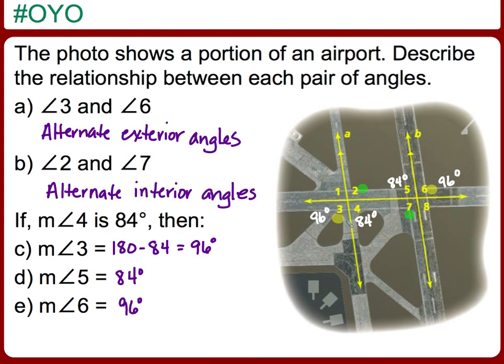And again, once we find the acute and obtuse angle, we can find the rest of them. Any acute angle is going to be 84 degrees. Any obtuse angle is going to be 96 degrees. All right, well, that does it for our lesson on parallel lines and transversals.